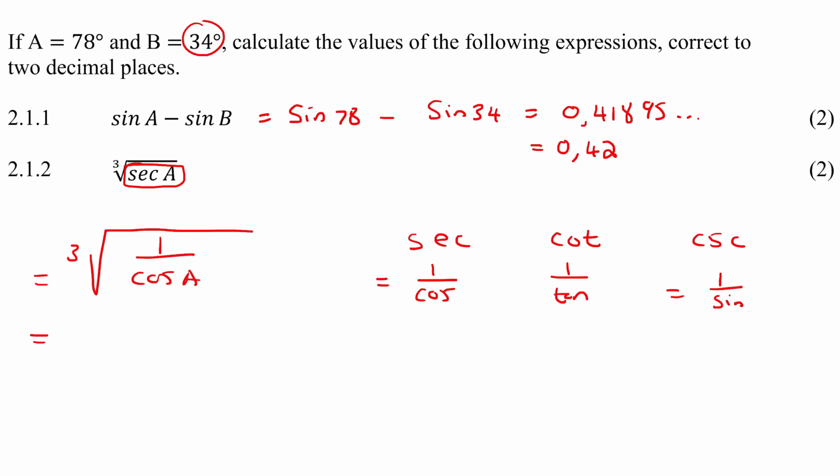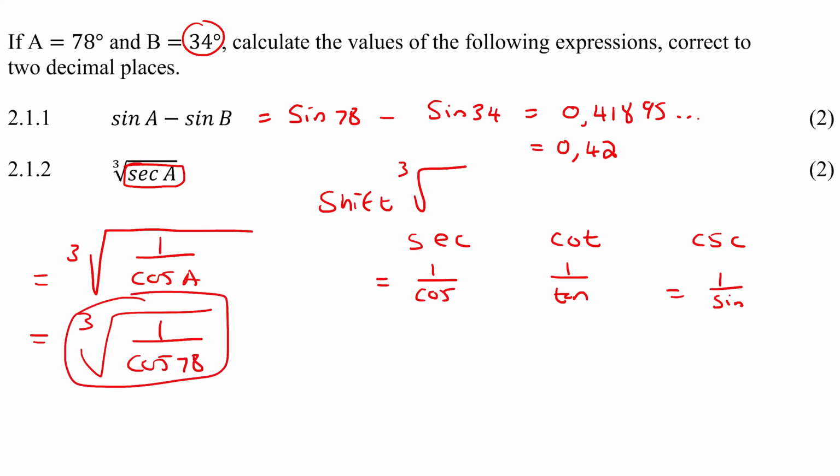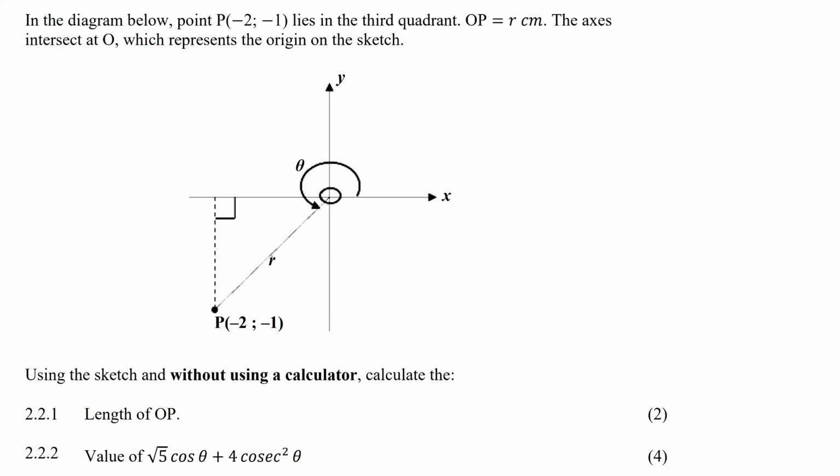So to get a 3 outside of a root like this, you press the shift button on your calculator, and then the square root, and then it should open up like that for you. So you're going to type 1 over cos of 78. Go ahead, type this all on your calculator, and we should get 1.69 if you round that to 2 decimals.